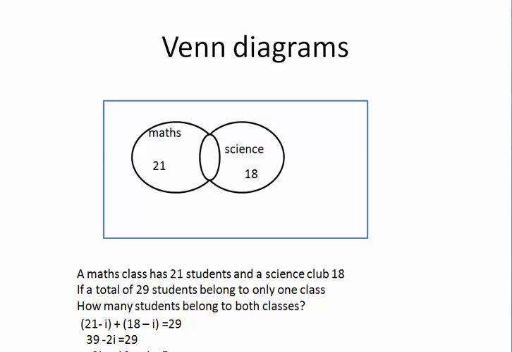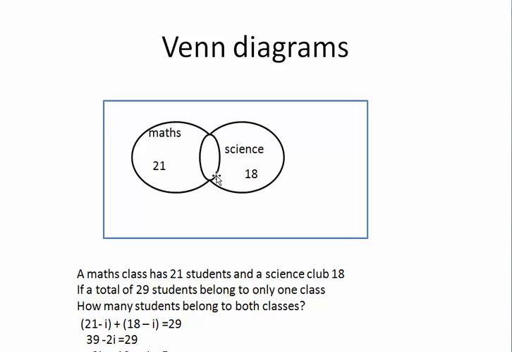Quite a difficult question to visualize, so I'm just going to go through this with you. A Venn diagram describing a number of students. 21 students do maths, and then we have the science. 18 do the science club. If there's a total of 29 students belonging to only one class, how many students belong to both classes?